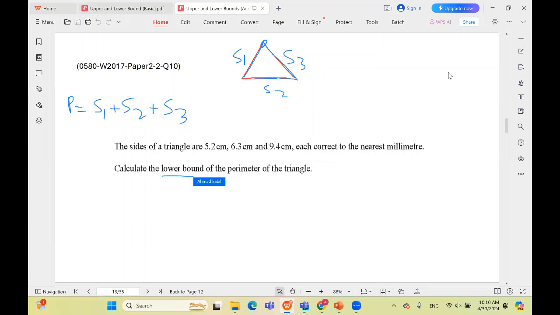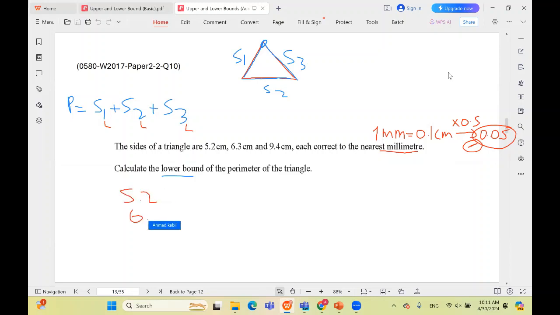So we're just going to get the lower bound of each side. So L, L, L. Now, the level of accuracy is 1 millimeter, which is 0.1 centimeters. And we need to multiply that by half, and we get 0.05. Excuse me, this is the number that we're adding and subtracting. And we are going to subtract because we are seeking the lower bound. So basically, we're going to subtract 0.05 from each side.